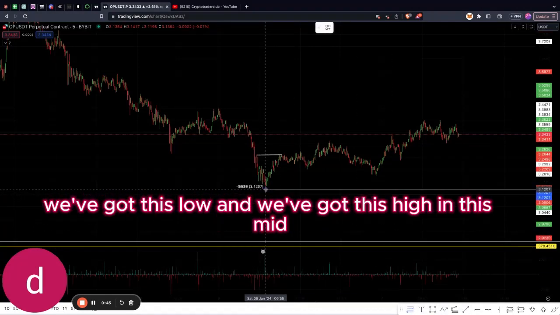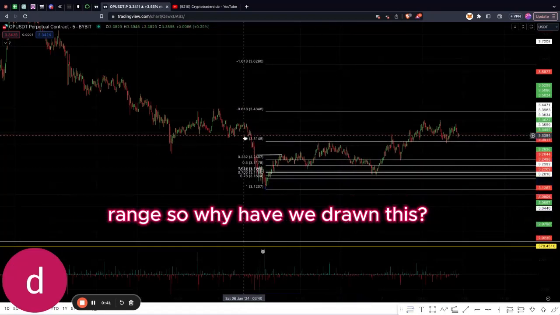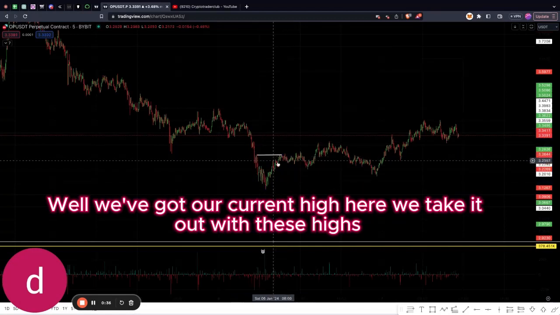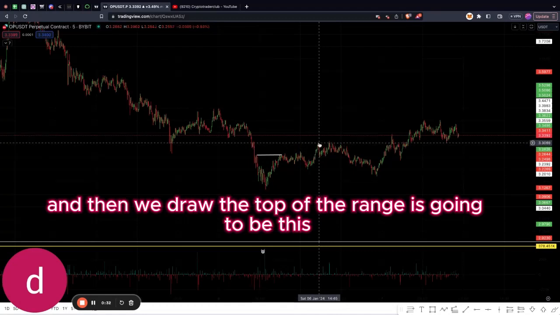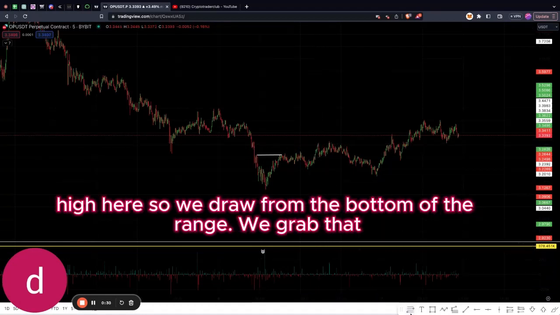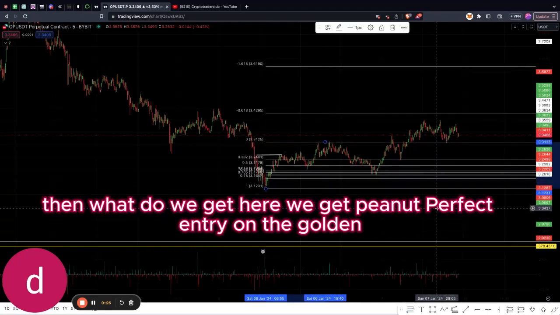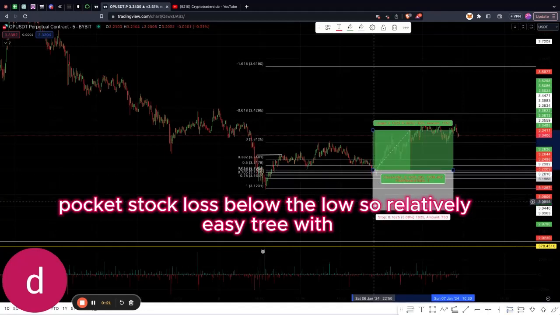So we've got this low, and we've got this high in this mini range. So why have we drawn this? Well, we've got our current high here. We take it out with these highs, and then the top of the range is going to be this high here. So we draw from the bottom of the range, we grab that, pull it to the right, pull it to our high, and then what do we get here? We get another perfect entry on the golden pocket. Stop loss below the low.